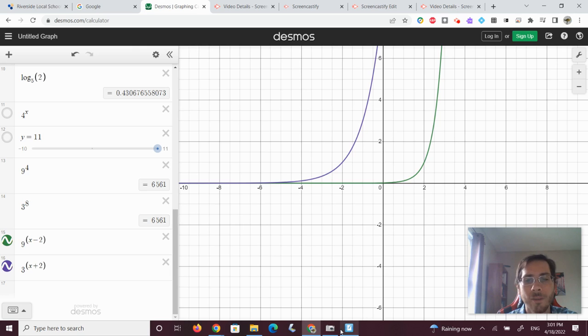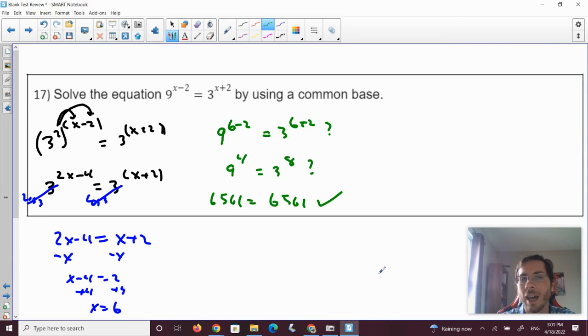You can check by graphing, but if you notice, the question says solve it by using a common base. So if you don't use a common base, you did not actually answer the question. So you need to get these to have the same base. In this case, they both have to have this base of 3. And then once you get down to this equation, then you're pretty good to go. So that's what we got for number 17.